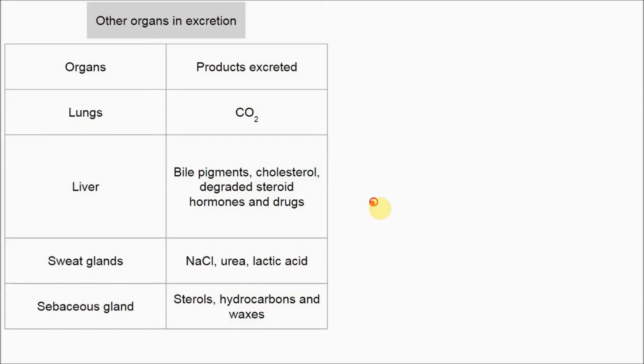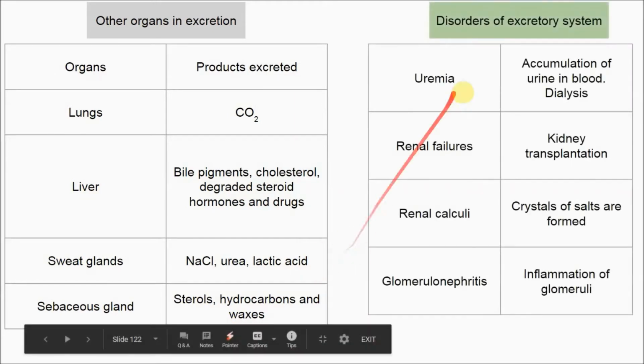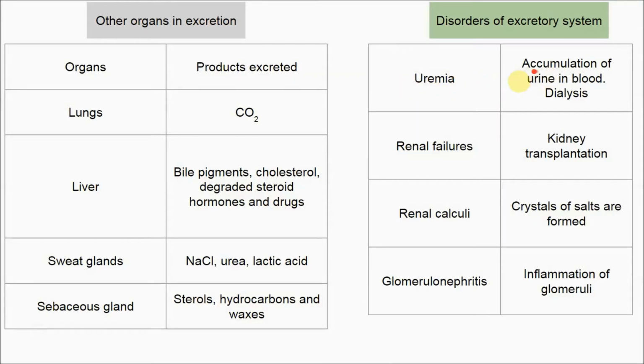So finally, we will look into some of the disorders of the excretory system. The first disorder we can look into is uremia, right? In the case of uremia, there is accumulation of urea in the blood. As a result, there is body swelling, right? So the best option to overcome uremia is dialysis.